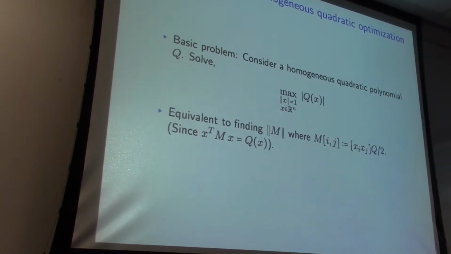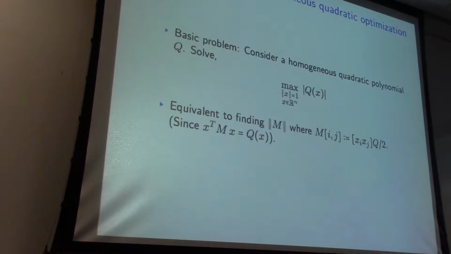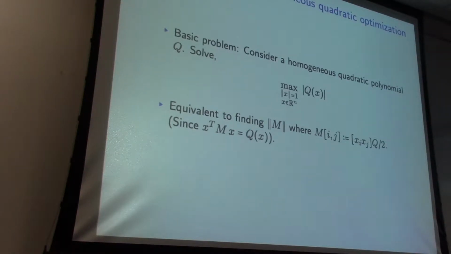Where this matrix's ijth entry is defined as the coefficient of xi times xj in this polynomial Q, divided by 2. Because the matrix has ij and ji, you want to ensure that x transpose Mx is equal to Q of x. What's the norm on the x? The 2 norm, the L2 length. Right. So this is just the spectral norm of a matrix, and this can be done in polynomial time.